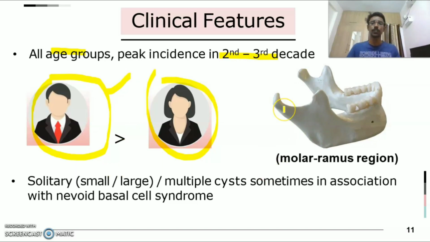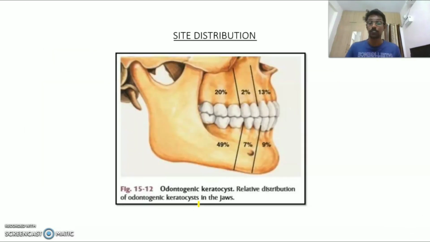And next we come to the region. Which region is most commonly affected? It's the molar and ramus region. That means it's the posterior part of the mandible. And usually the cyst might be a small or large lesion, but a solitary lesion will be seen. Sometimes multiple cysts will be seen in the syndrome associated with nevoid basal cell carcinoma syndrome, as I discussed before. That is why it's different from the other odontogenic cysts.